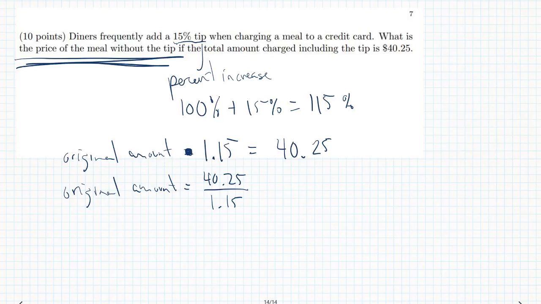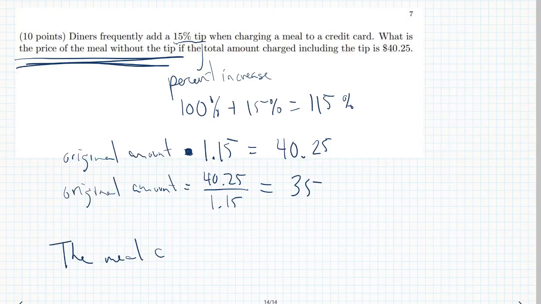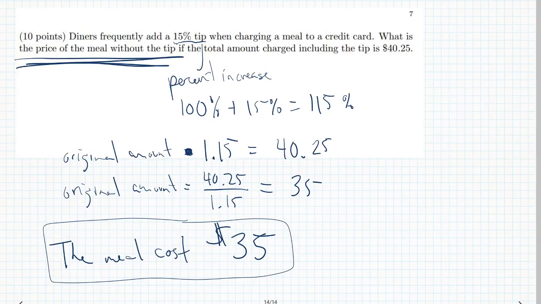So notice this one gives 35. So the meal cost $35. And that was that. Okay. Most people, what I see them do is they multiply the 40.25 times 0.15, and that is not the case. You've got to think of what are you looking for, the original amount or the final amount. A lot of people trip that up.